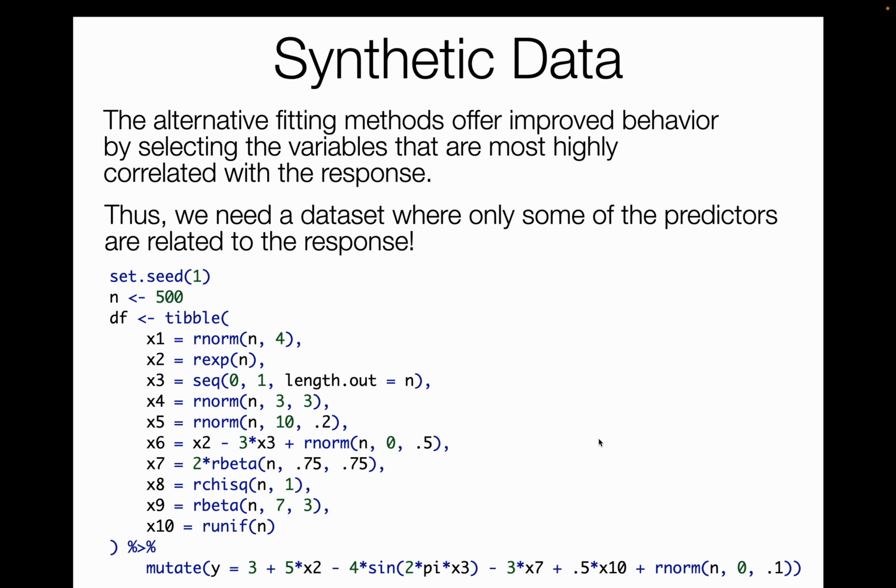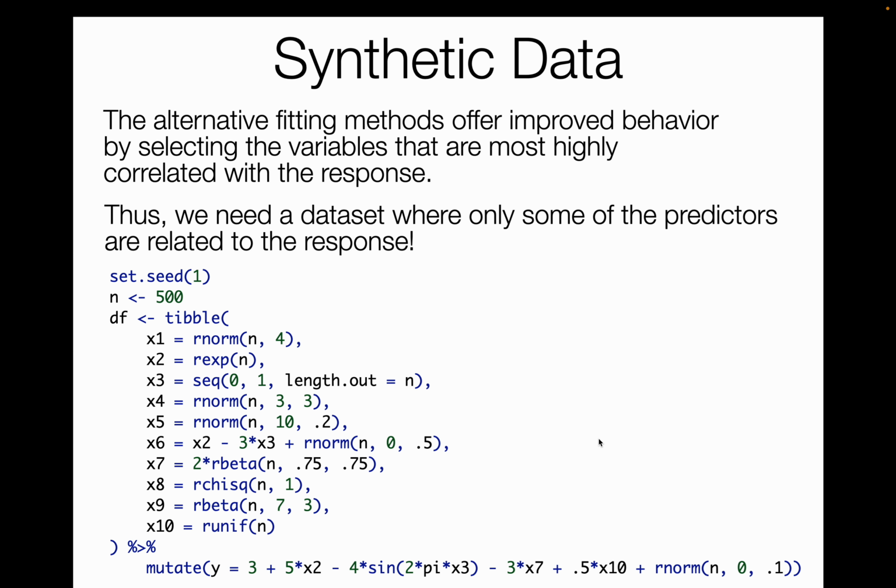And so to check these methods out, I created some synthetic data here. One response variable, which is y, and then I made 10 predictor variables. You've seen this before. If you look at the bottom, you can see how y is created. It's created using x2, x3, x7, and x10.